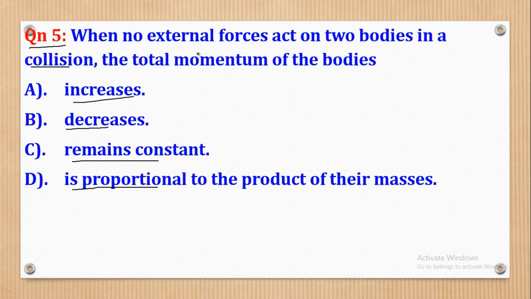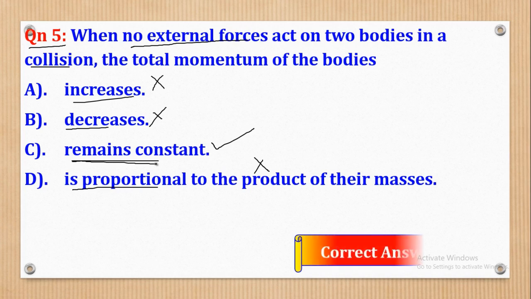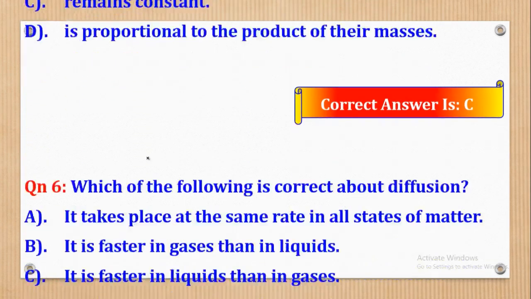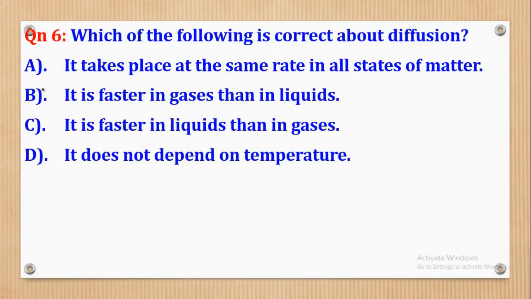Now, when there's no external force acting, it implies that total momentum is conserved. Therefore, it will not increase, it will not reduce, it is not proportional to the product of their masses, but it remains constant. In other words, total momentum before collision is equal to total momentum after collision. Therefore, it remains constant. So the correct option is option C. So that was question 5. Now we shall go to question 6.